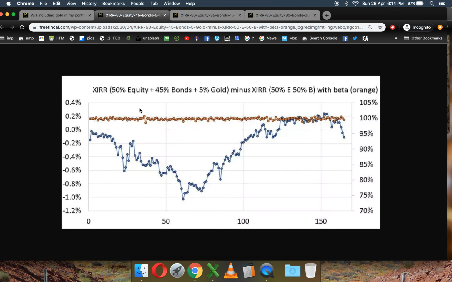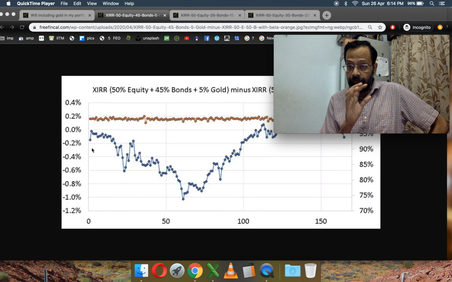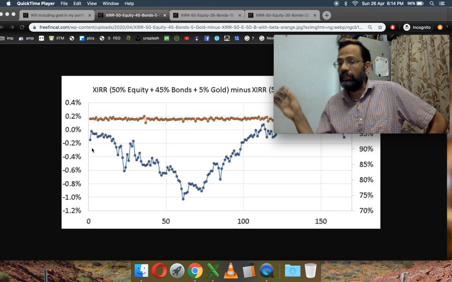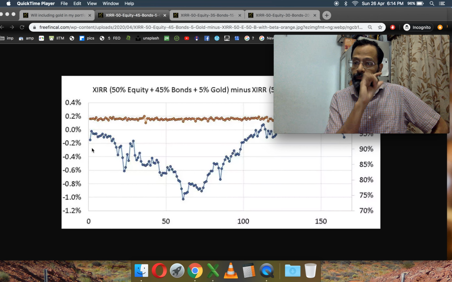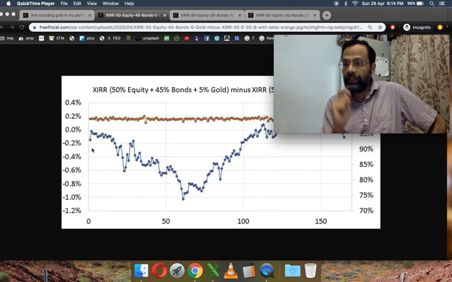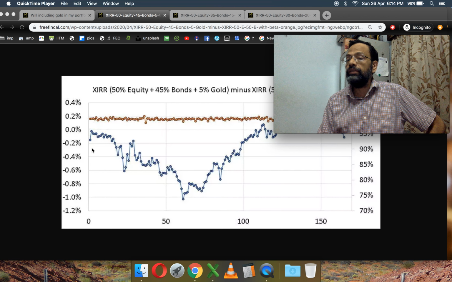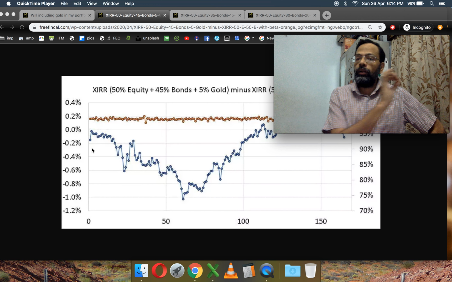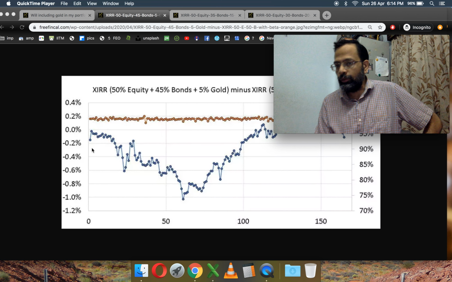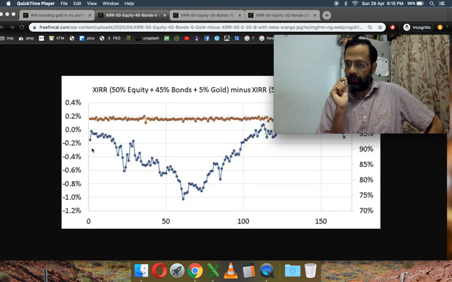The first graph is, on the left hand side you have the XIRR difference for the portfolio with gold minus Benjamin Graham XIRR. XIRR of portfolio with gold minus Benjamin Graham XIRR. We are looking at the 10-year SIP XIRR. We are going to look at 165 10-year data points from September 1996 to April 2020. Every dot there is a 10-year run.